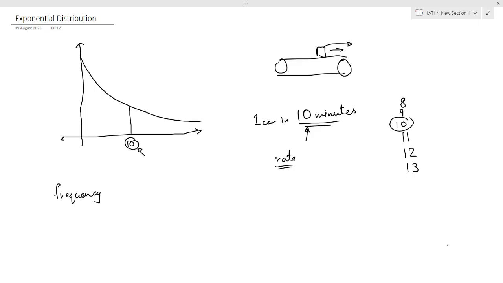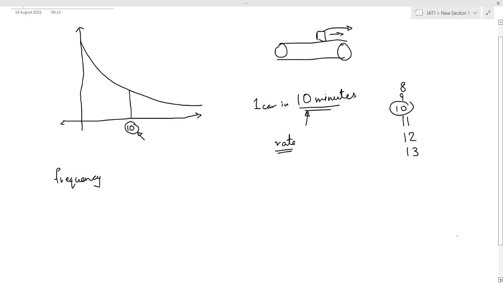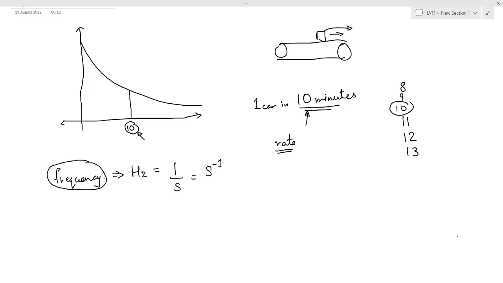So what is frequency? You must know what a frequency is. We know the frequency of sound. Whenever we want to measure the frequency of sound, the unit that we use is hertz. And hertz is 1 upon second, right? Inverse of second is hertz. So whenever you have an exponential distribution, you should always first of all find the frequency. Once you know the frequency, there is just one formula. Substitute the value of frequency in that formula and you will get your answer.